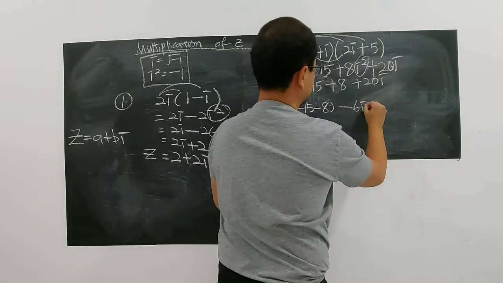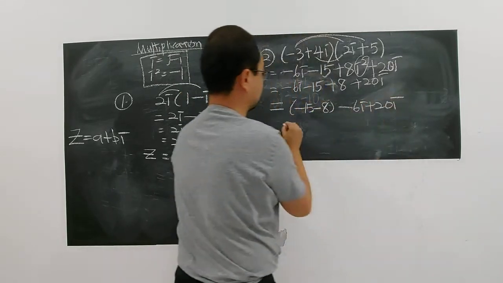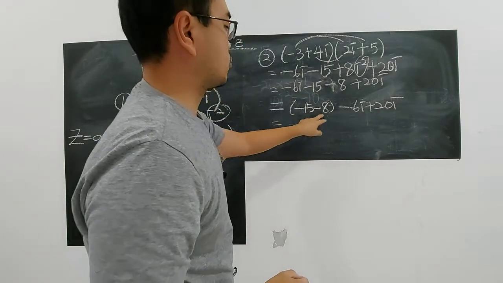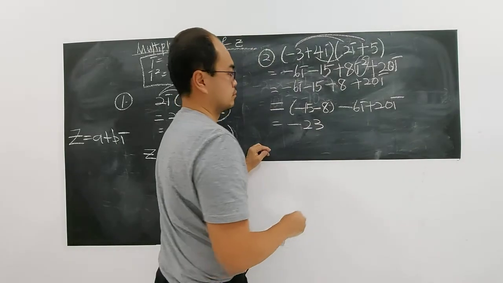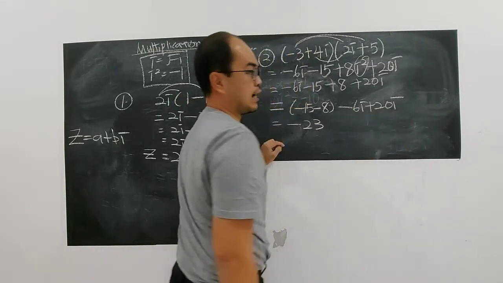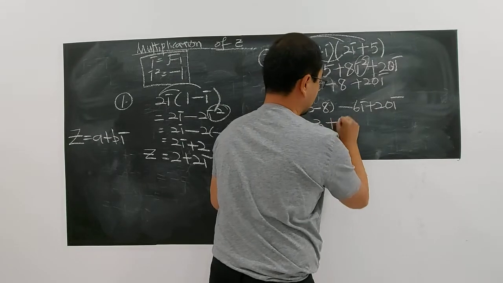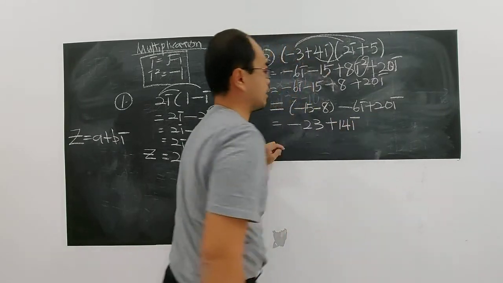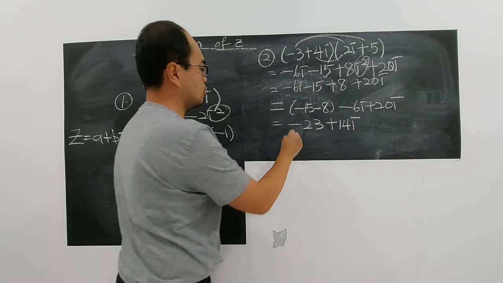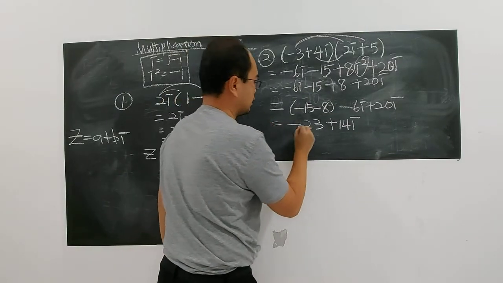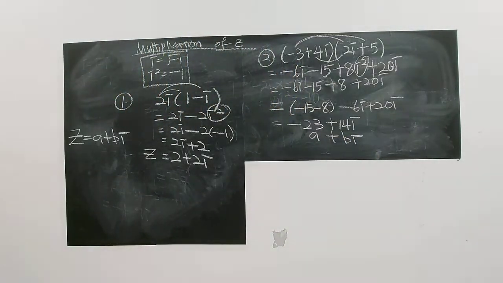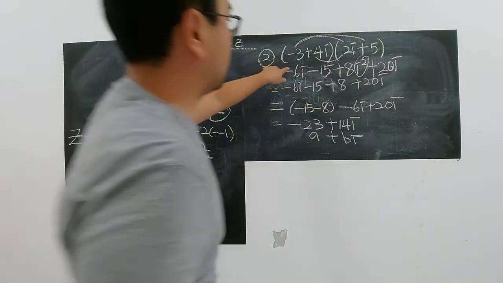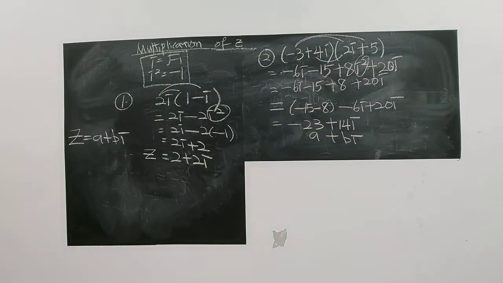Negative 6i plus 20i. So what do you get? Negative 15 minus 8, negative 23. Negative 6i plus 20i gives plus 14i. So you get negative 23 plus 14i. Can you see that? Finally, you get a complex number in the form a plus bi also, because these are two complex numbers, and you will get a complex number.